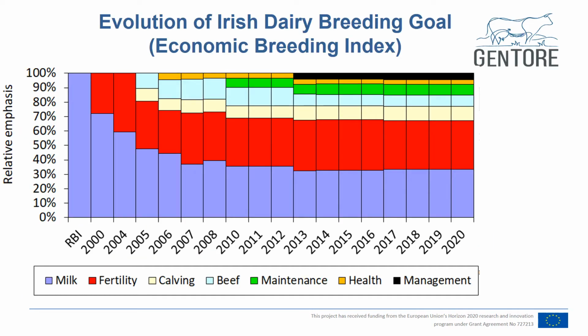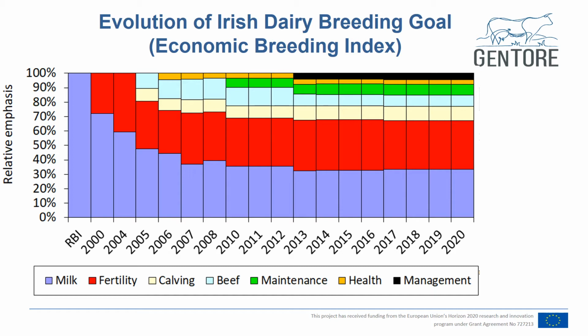And these goals are always being updated. This is just giving you an idea of the evolution of the Irish dairy breeding goal called the EBI, or Economic Breeding Index, over the past 20 years, where blue here represents the emphasis on milk production, and red is the emphasis on fertility and survival.